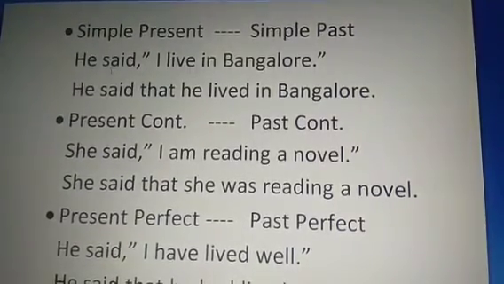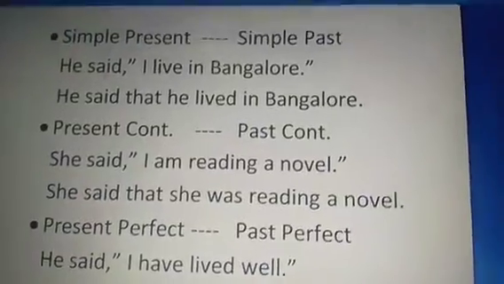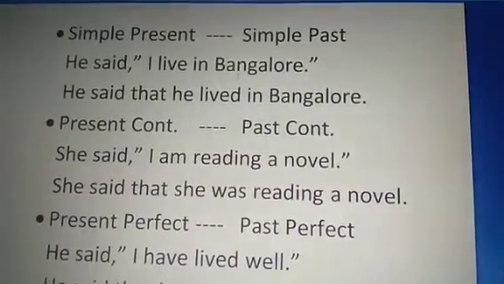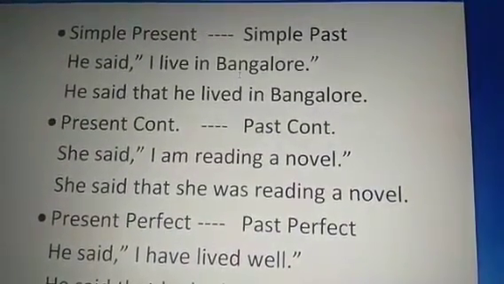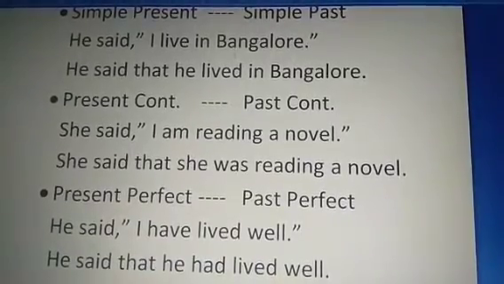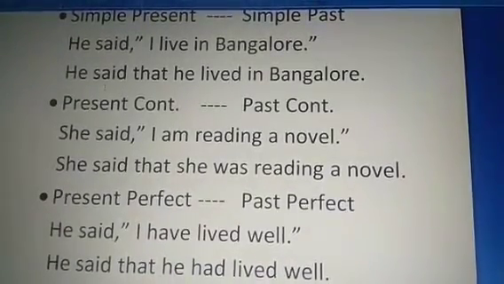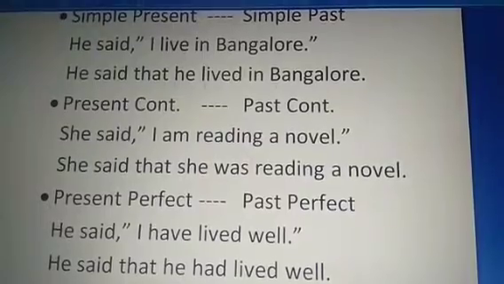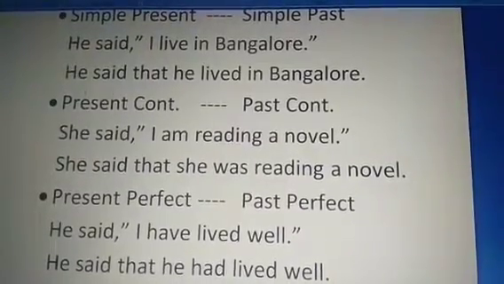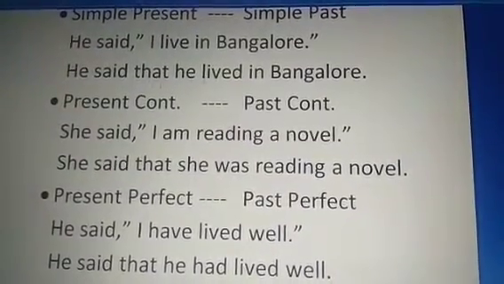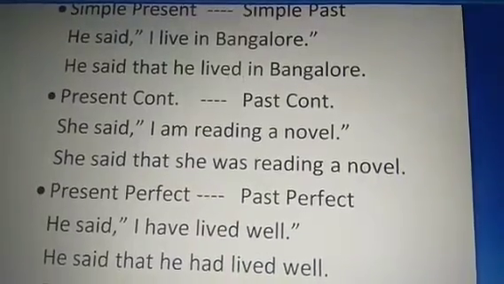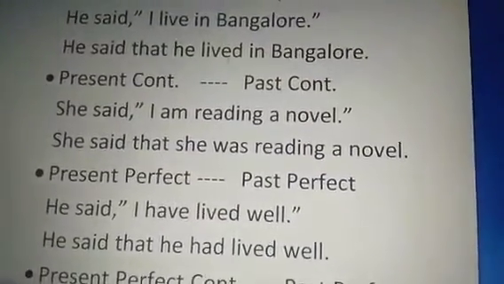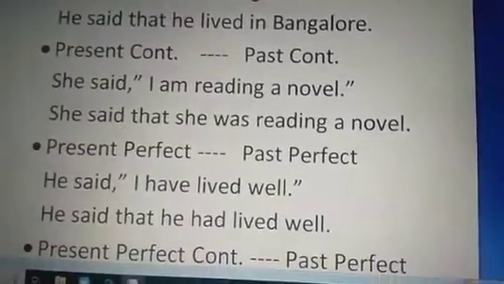Now, as per rule, when the reporting verb is in past tense, the tense of the reported speech will be changed. And when this direct speech is changed into indirect one, it reads like, he said that he lived in Bangalore. He said, followed by that, which is conjunction, he lived in Bangalore. Now the tense of this particular reported speech has been changed into simple past.